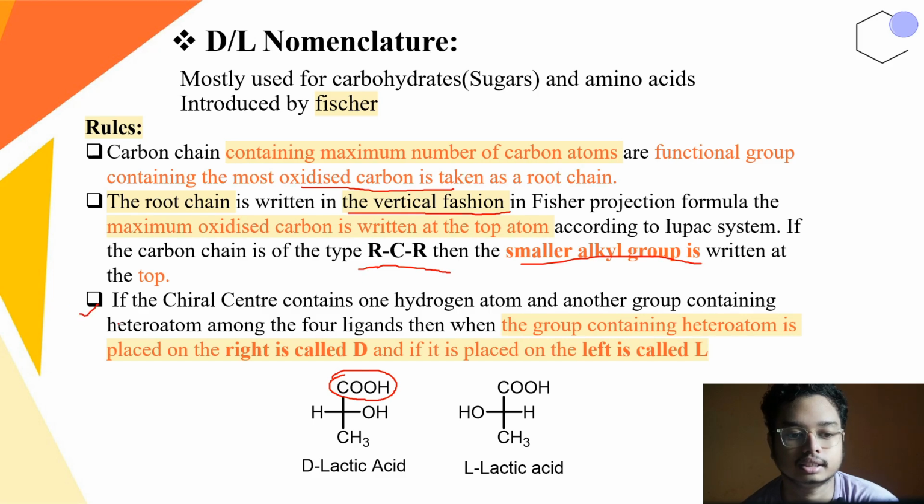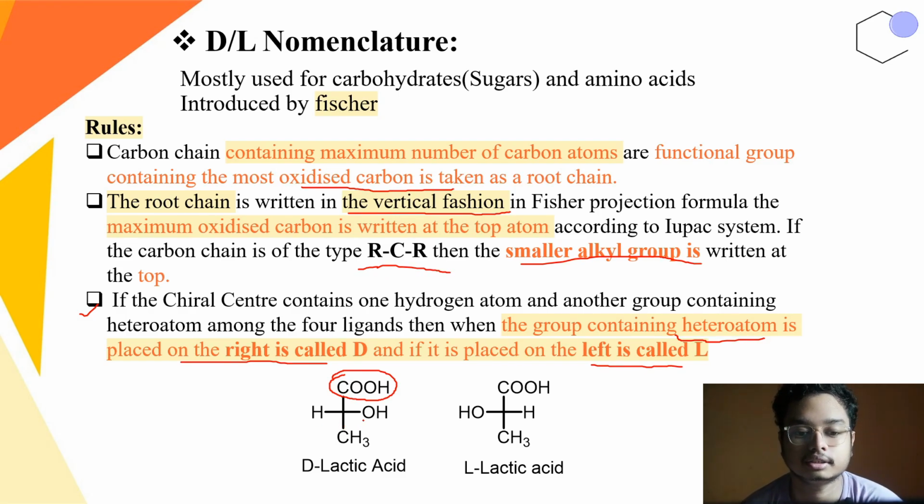And the third rule is, if the chiral center contains one hydrogen atom and another group containing a heteroatom, or an electronegative atom, among the four ligands, then if the group containing the heteroatom is placed on the right it is called D, and if it is placed on the left it is called L. That means if we take the example of this molecule, the highest oxidized group should be on the top, and the vertical chain is considered the root chain, where the longest alkyl chain was there.